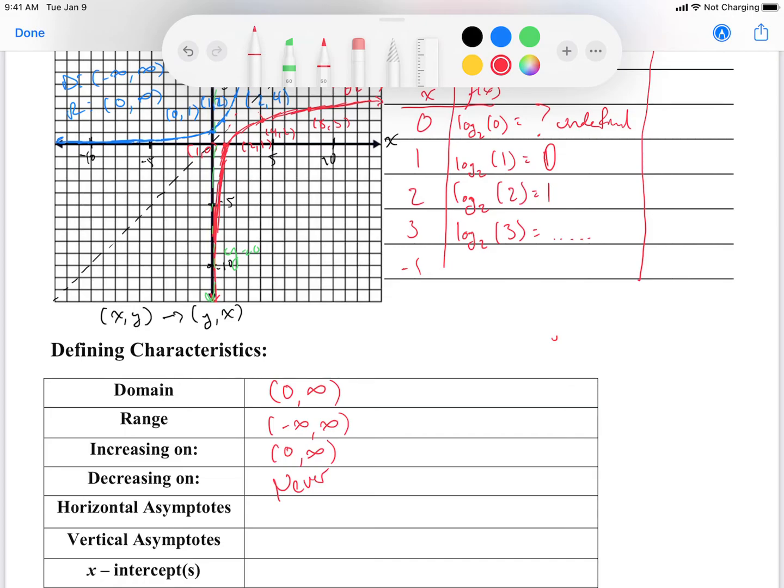Horizontal asymptotes. Does it have any horizontal, right? The ones that go this way. Does it have any horizontal asymptotes? No. Does it have a vertical asymptote? Vertical asymptote. Does that work? Yes, it does. Where? The y-axis, or the line x is equal to 0, or the y-axis. Okay.